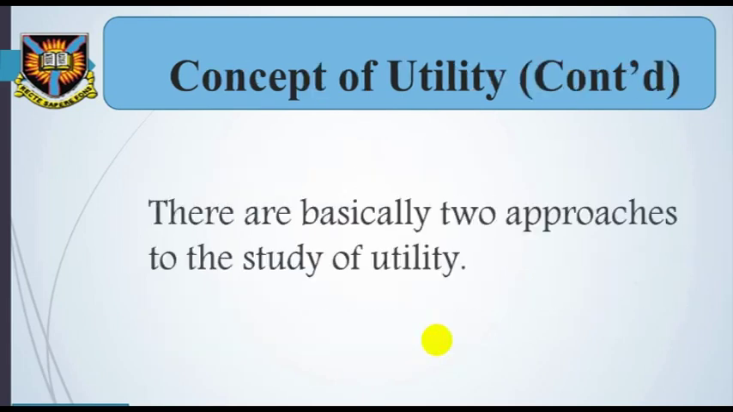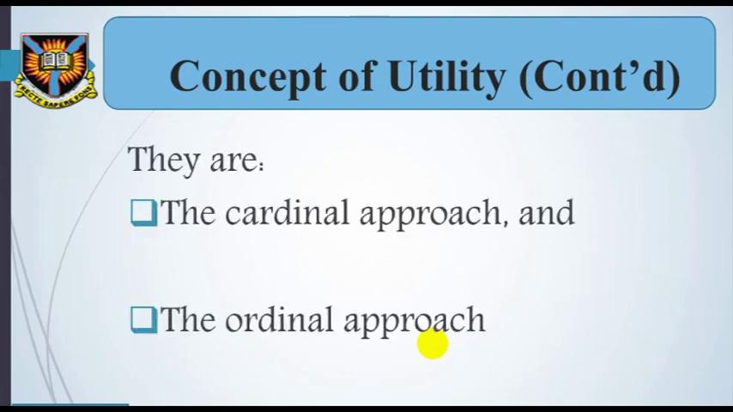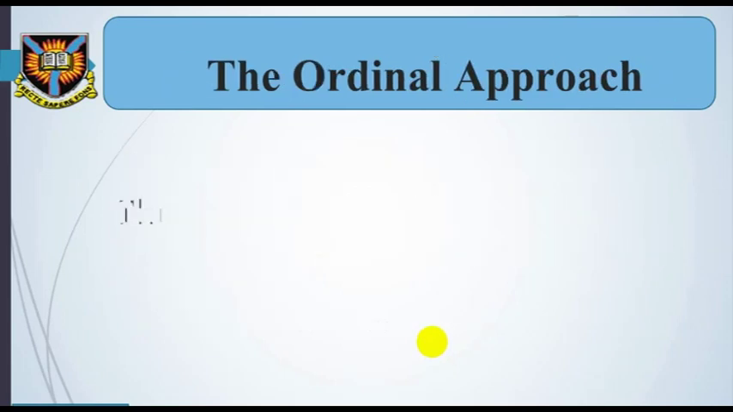To them, the consumer may not know in specific units the utility of various commodities to make his choice. It suffices for him to be able to rank the various baskets of goods according to the satisfaction he would derive from each commodity bundle consumed.